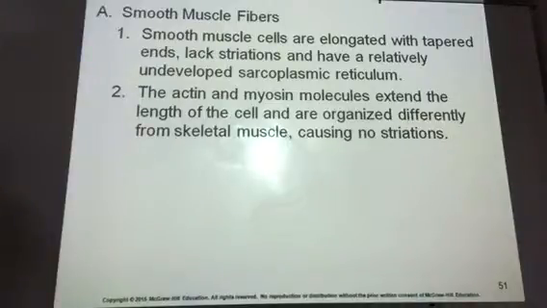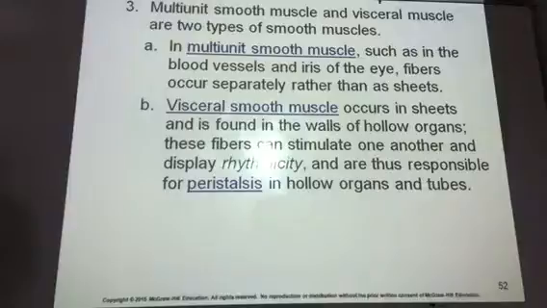So the myosin and actin molecules are going to cross bridge a little bit differently than in skeletal muscle. Therefore, you don't see striations during that cross bridging.